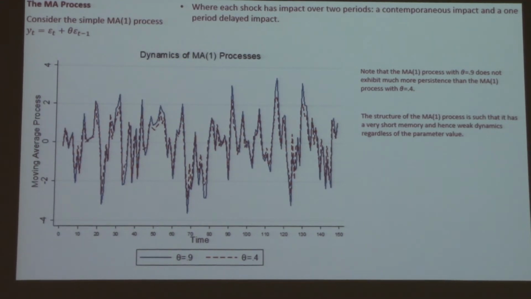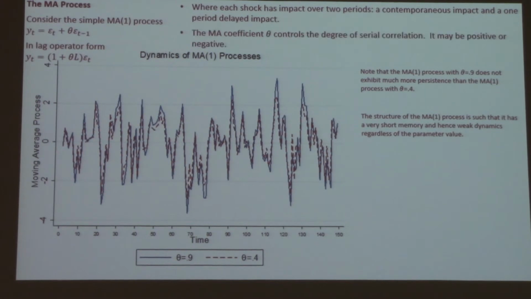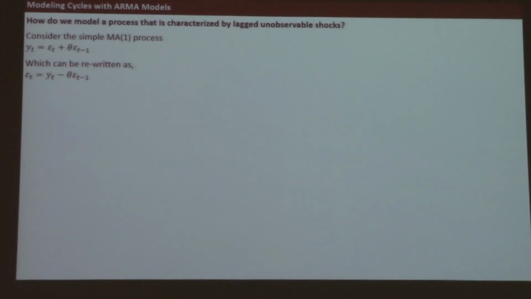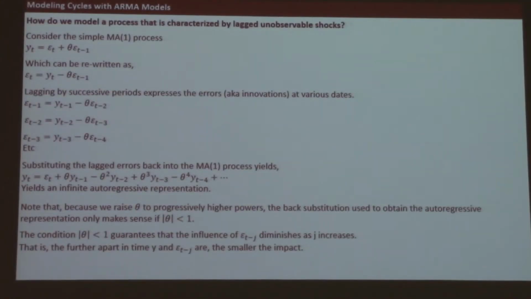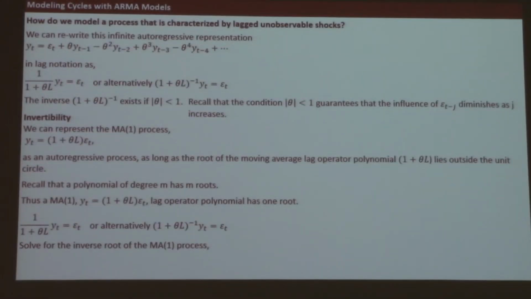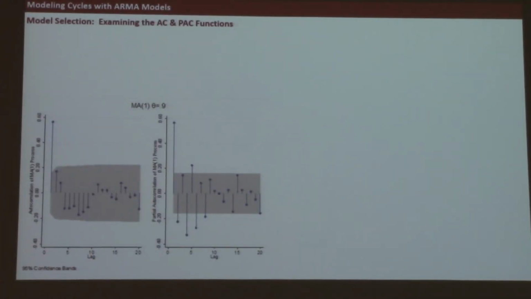But yeah, here's a moving average process. One way to identify a moving average process is by examining the autocorrelation and partial autocorrelation functions.